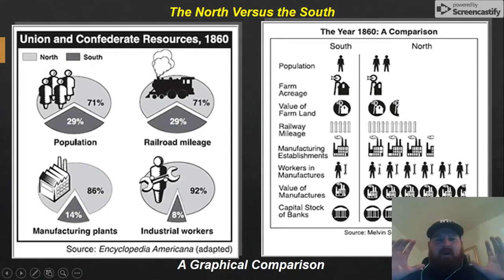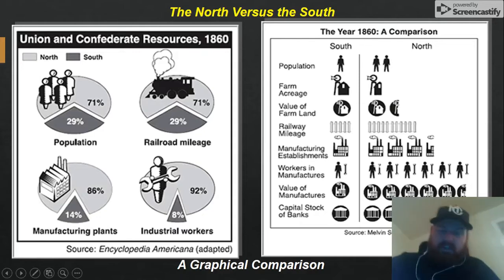So, all right. Let's look at these two charts here. Let's look at the North and the South, the Union and the Confederate resources at the start of 1860. 1860 is 1 year before the Civil War starts. Just from a quick glance, you can see that the South is greatly outnumbered by the North. The North has a lot more resources, and that's going to be a huge advantage for the North.